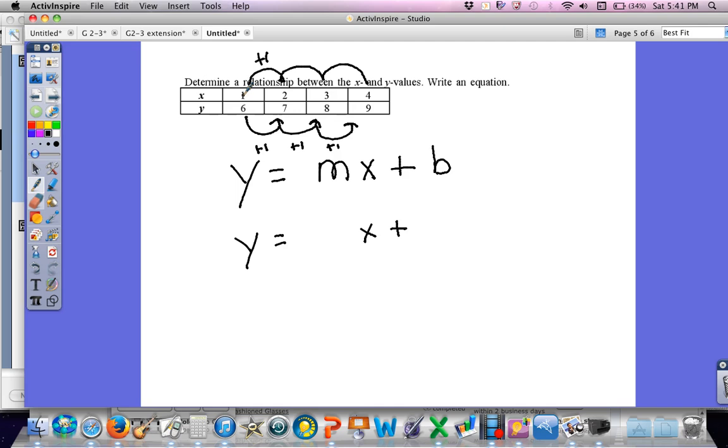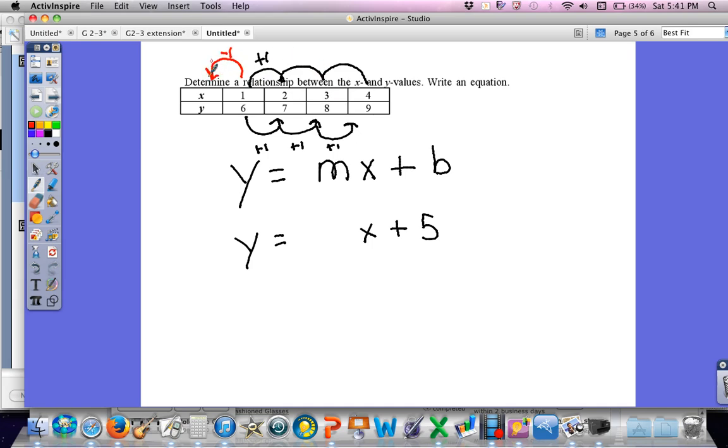Now you have to find your y-intercept. What I always say is, let's just see what would work if 1 times, what is 6? Well, 1 times 1 is 1. What do I need to get to now from 1 to 6 after I've multiplied? I have to add 5. Let's see if that works. 1 times 2 plus 5 is 7. 3 plus 5 is 8.